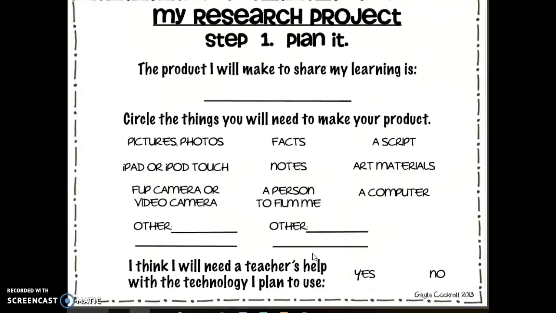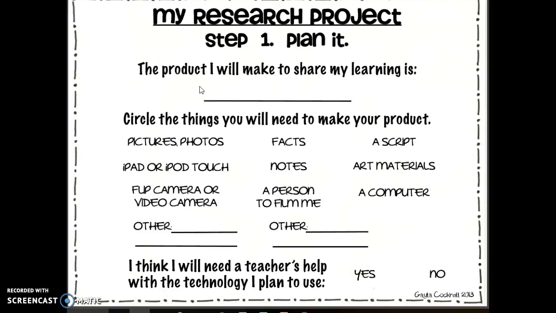Your next section is your research project plan. So you're going to need to decide how you're going to share your research learning. So the product you're going to make, it could be any kind of project that you want to create. You could do pictures or photos. You could use Chatterpix or Telegami. There's so many different apps that you can use to share your learning. Now, let's say I chose to use a picture of Georgia, and I wanted to use a Chatterpix of her. So I would write Chatterpix of Georgia right here on this line.